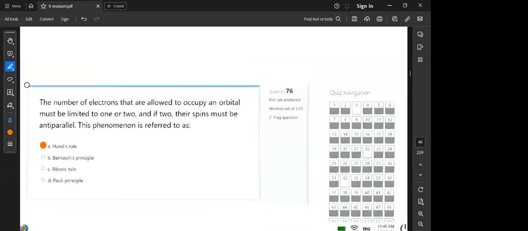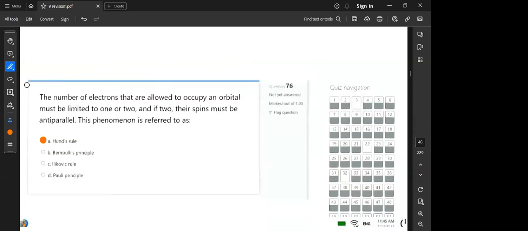What was the name of the principle that said the electron has to fill the lowest energy orbital first before moving to the higher energy orbital? The Aufbau principle. Oh, yeah.